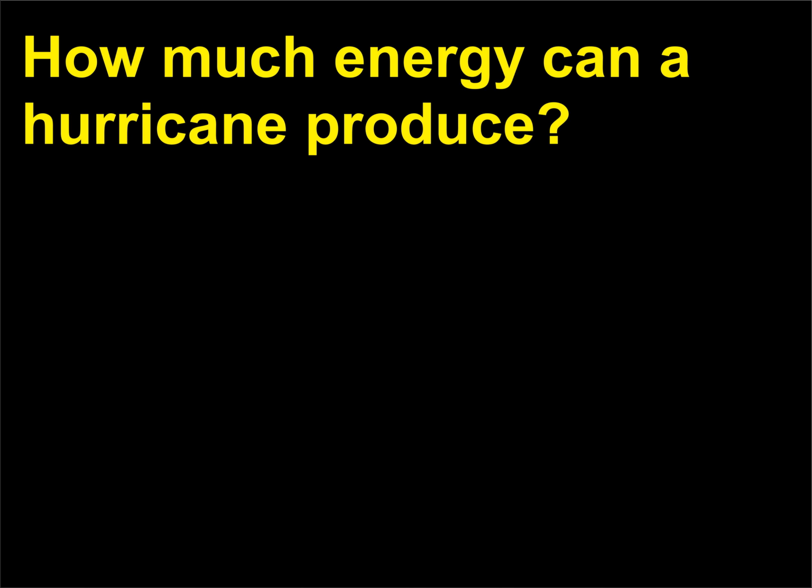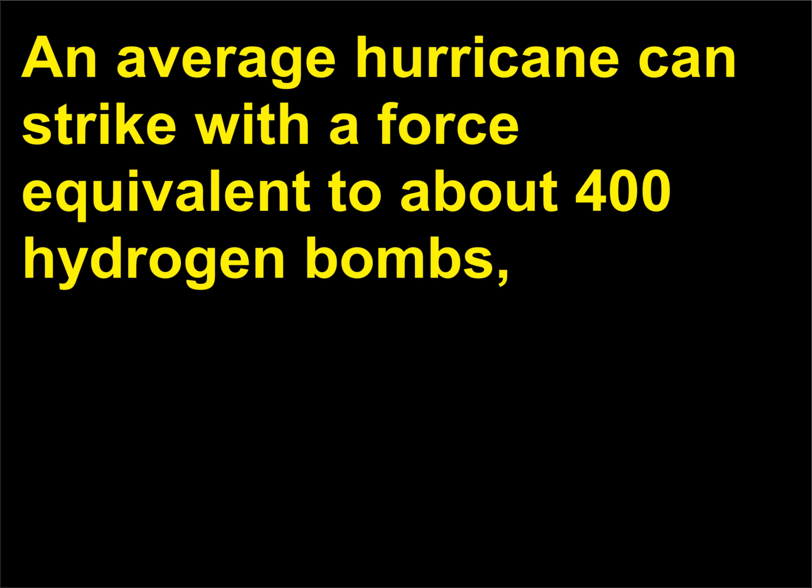How much energy can a hurricane produce? An average hurricane can strike with a force equivalent to about 400 hydrogen bombs, each packing 20 megatons of explosive power.